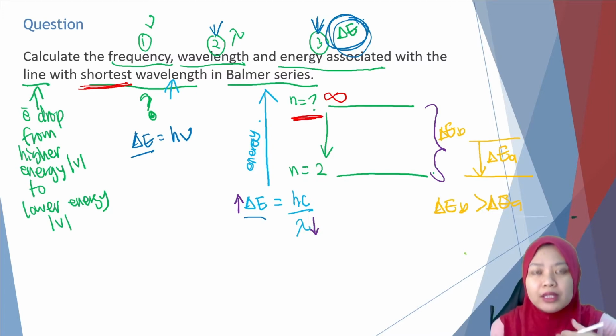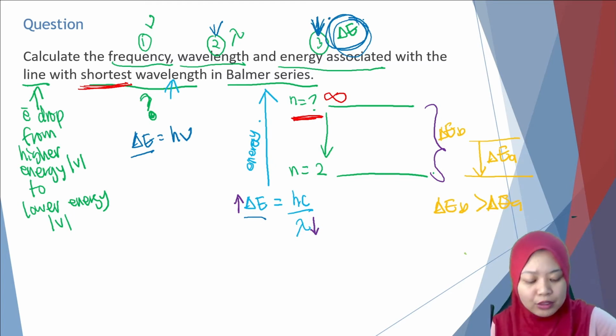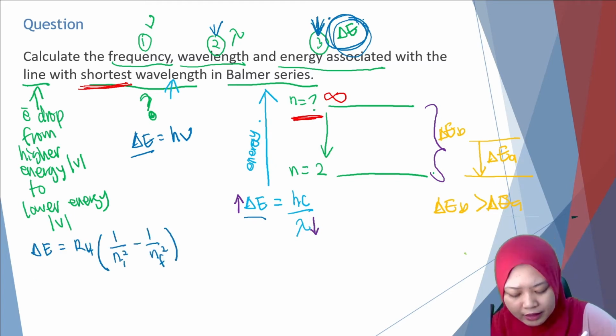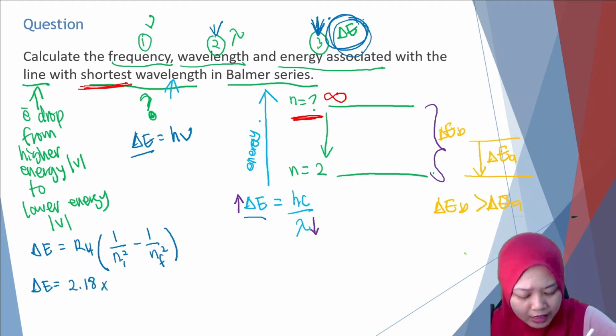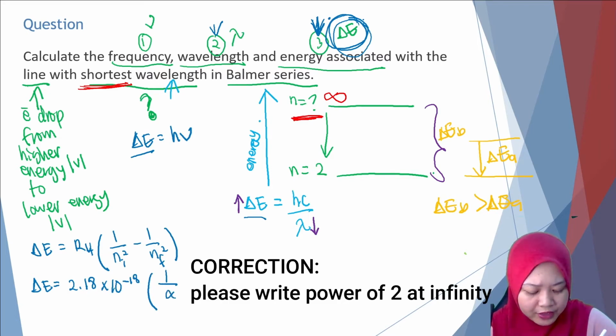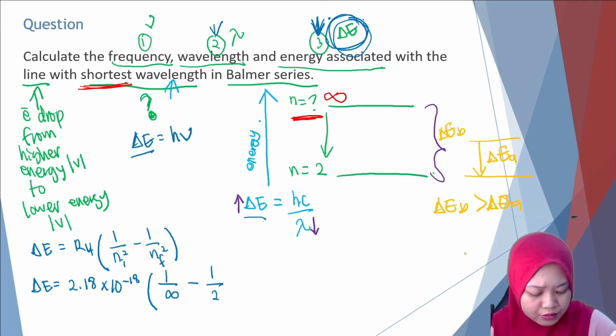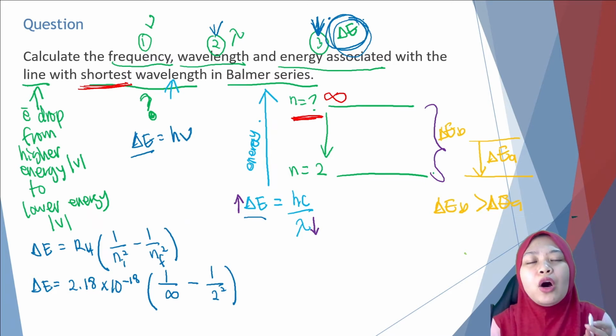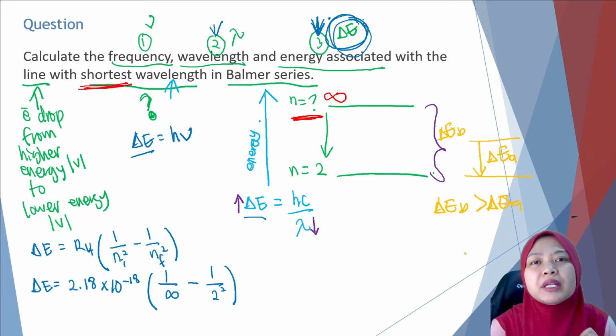Let me start with finding delta E first. First, write the formula. Delta E equals R_H, which is 2.18 exponent negative 18 joule, times 1 over n initial squared, which is infinity, minus 1 over n final squared, which is 2 squared. My question is, 1 divided by infinity equals how much?